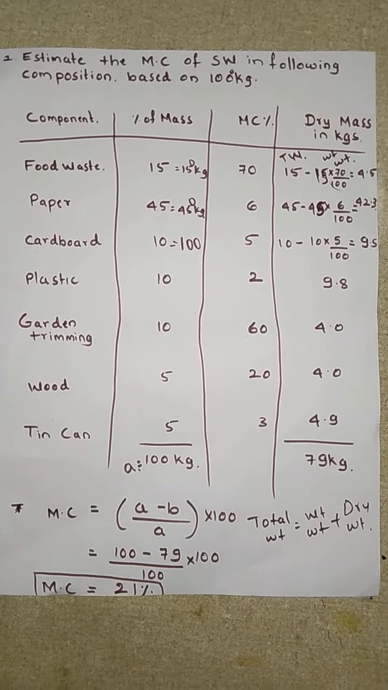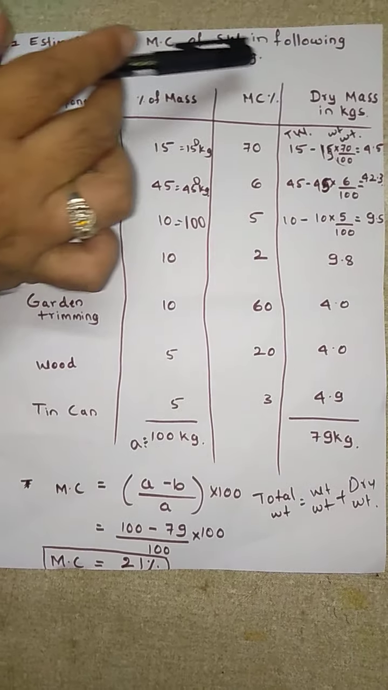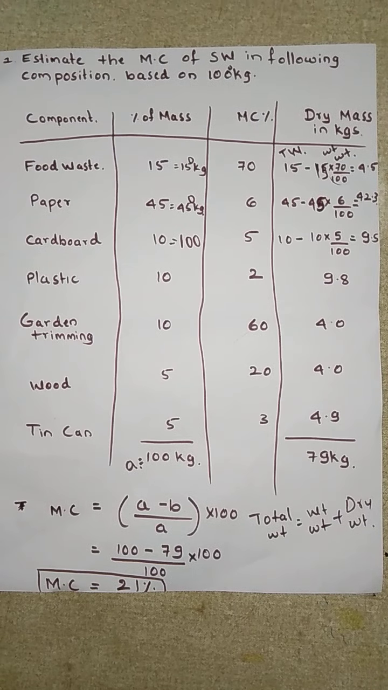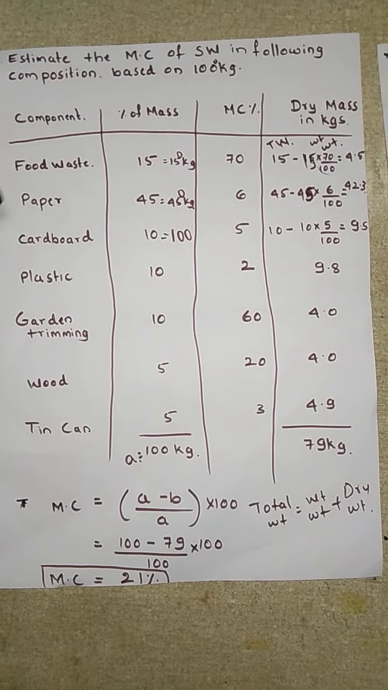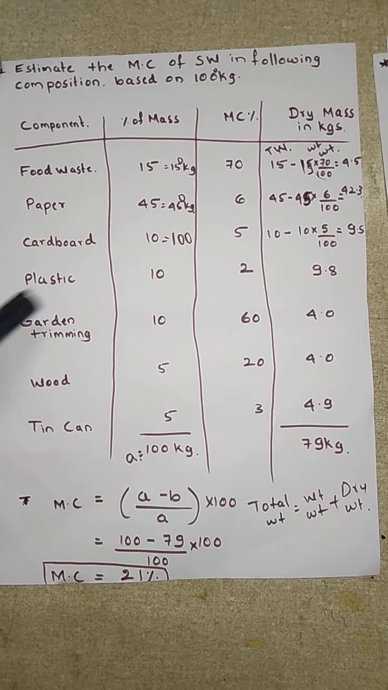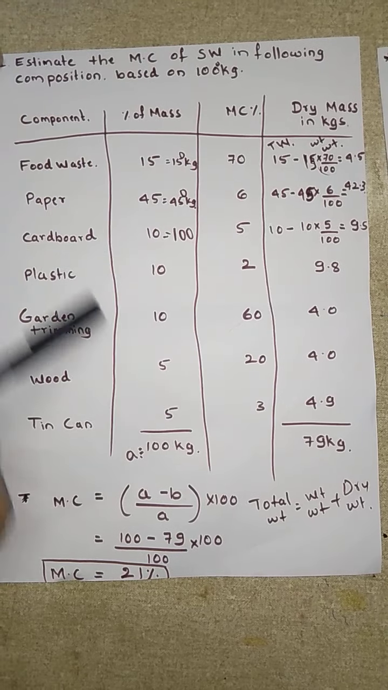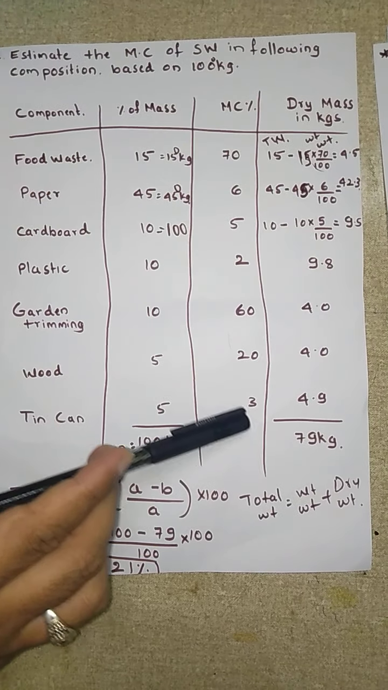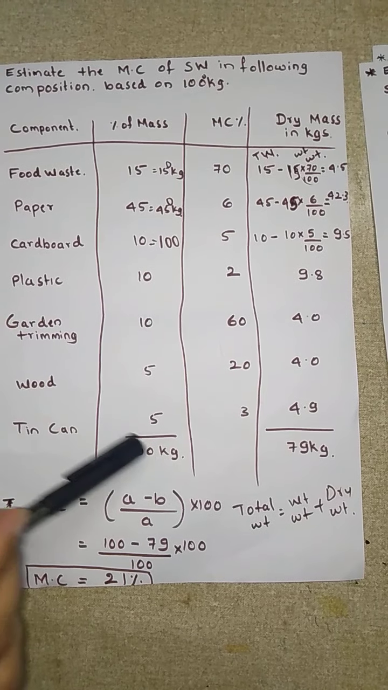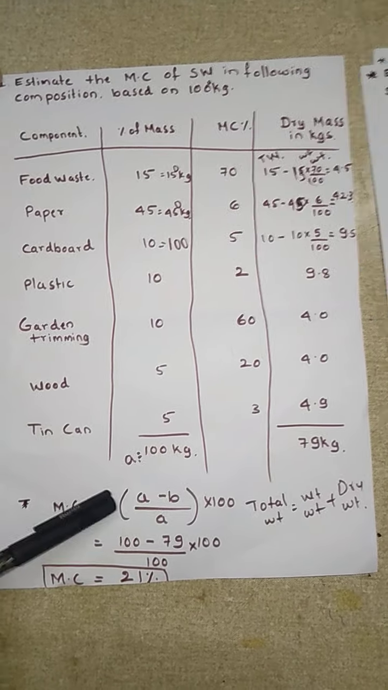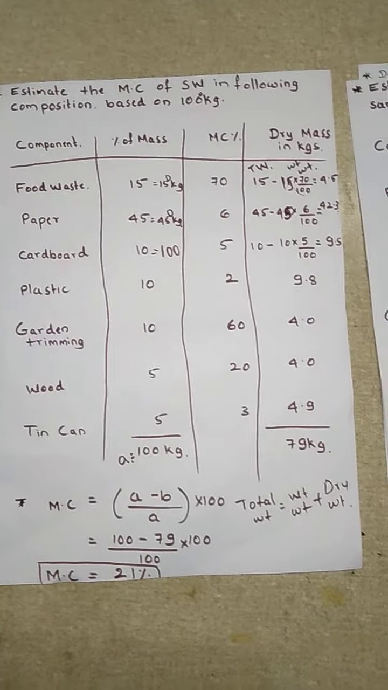In the first problem, you can see food waste, per 100 kg, 15, paper 45, then cardboard 10, plastic 10, garden trimmings, wood. And the moisture content will be given to you in order to solve the moisture content problem. We have done it by using (a minus b) divided by a into moisture content. So this is how we have done it.